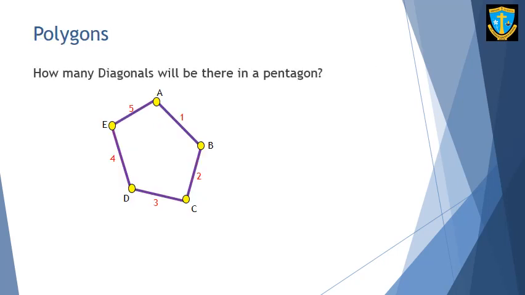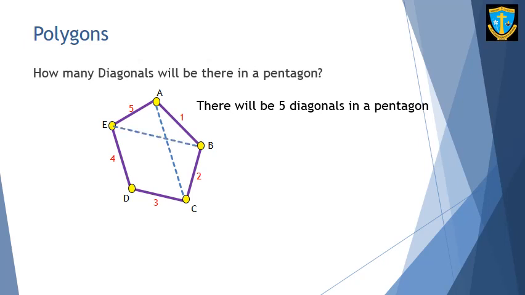Polygons. How many diagonals will there be in this pentagon? Can you guess? Opposite points we have to join with a line segment. So there will be 5 diagonals. We can see this. It forms a star-shaped pattern. This is one diagonal between opposite points. Another one. The third one. Fourth one. And fifth one.